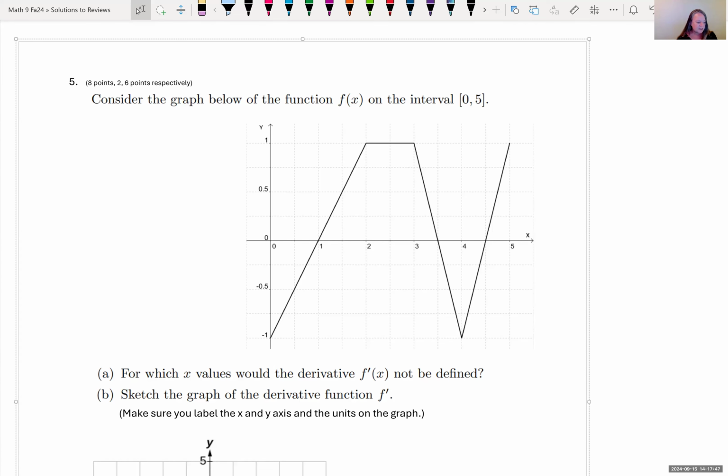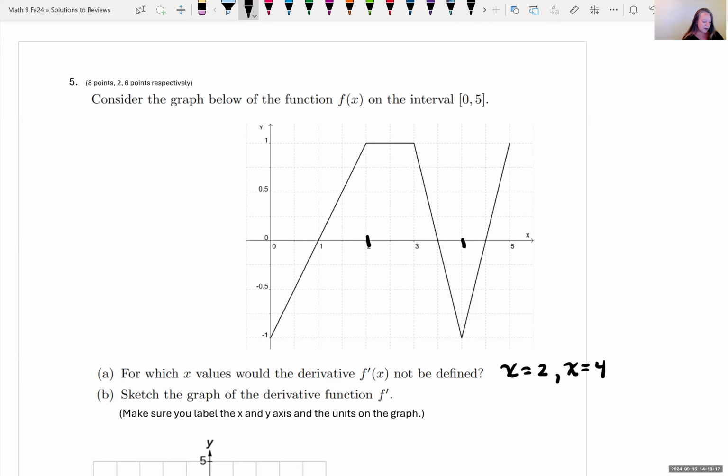Next problem says, consider the graph of the following function f of x on the interval 0 to 5. Part A, for which values of x does the derivative f prime of x not exist? And again, they don't exist at sharp corners. And so I look at x equals 2. There's a sharp corner there, so it's not going to exist at x equals 2. And I also have a sharp corner at x equals 4.